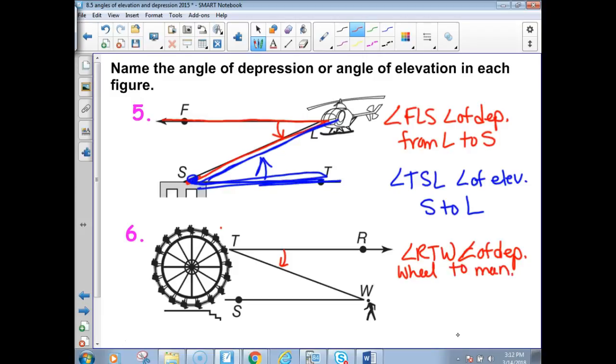Okay. And the angle going up, SWT, is an angle of elevation. And now it's coming from the man looking up at the wheel. Man to wheel. Okay. Hope we're getting that. I just drew my arrow kind of weird. Excuse me.